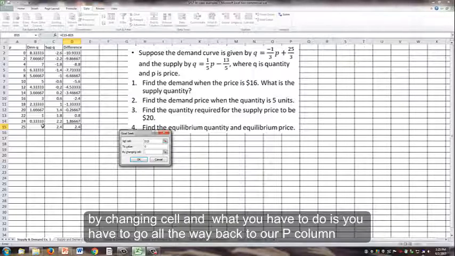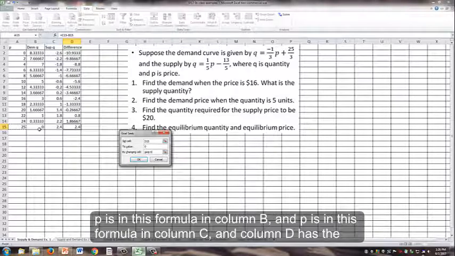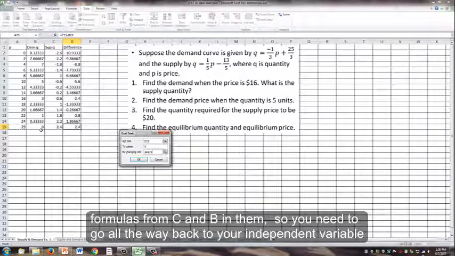And what you have to do is you have to go all the way back to our P column and select A15, because P is in this formula in column B, and P is in this formula in column C, and column D has the formulas from C and B in them. So you need to go all the way back to your independent variable P.